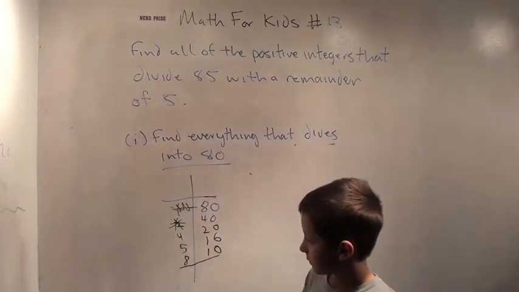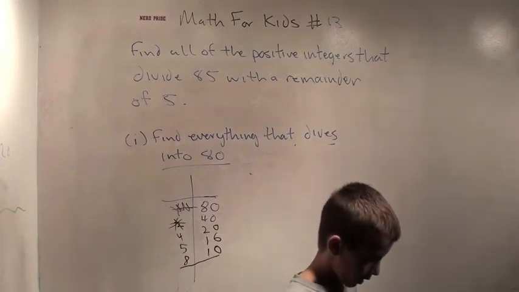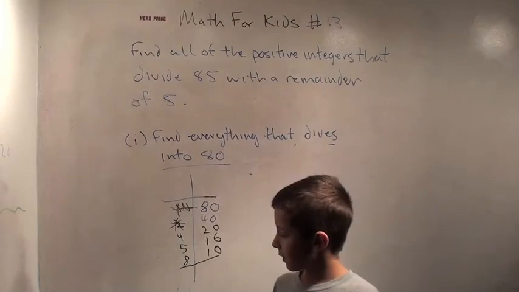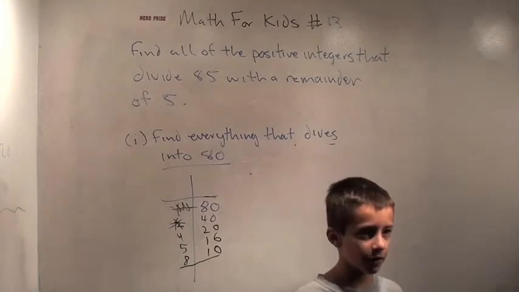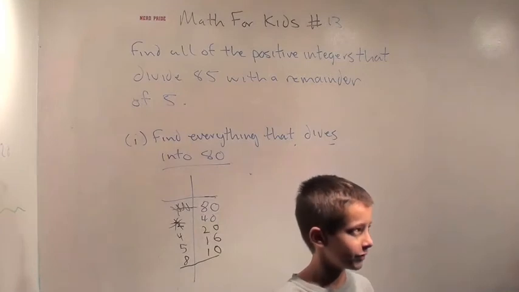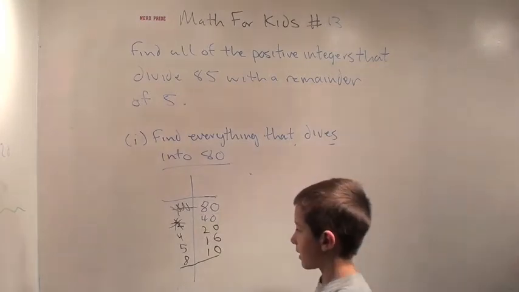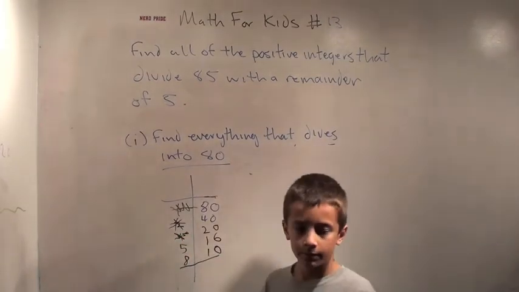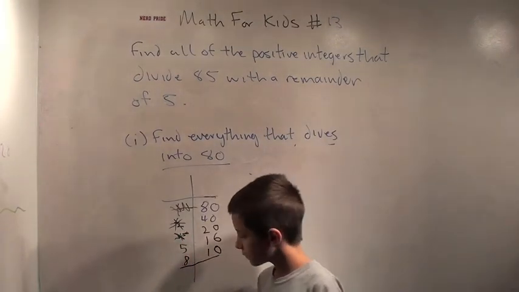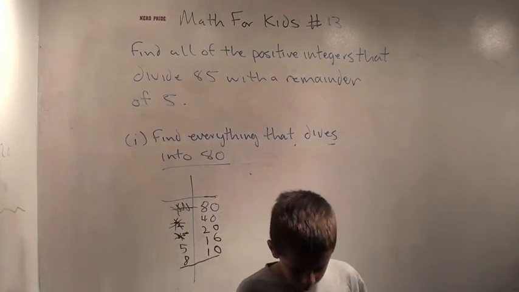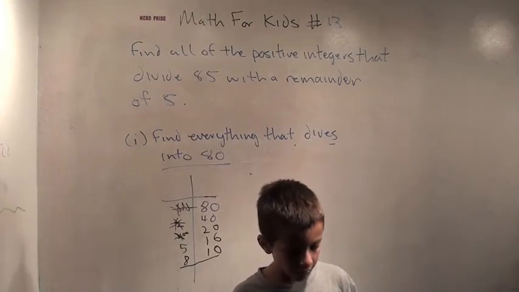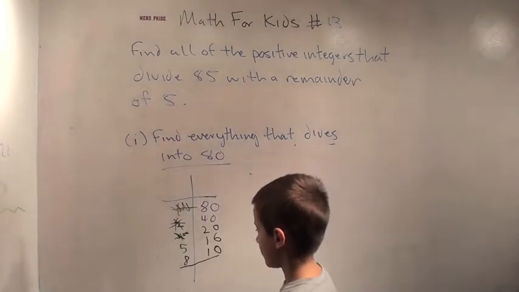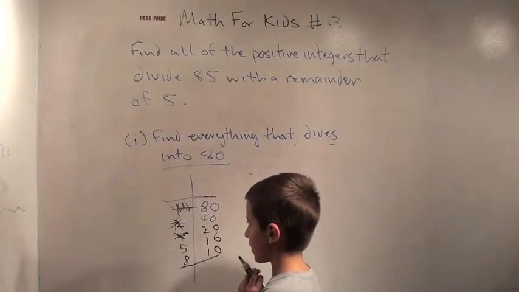Does 4 leave a remainder 5 when divided into 85? I know 4 times 20 is 80. But then when we add another 4, it goes into 84. So what's the remainder? 1. So I've got to scribble that out. So 4 can't leave a remainder of 5 because 5 is greater than 4. Does 5 leave a remainder of 5 when divided into 85? Actually, 5 goes into 85 17 times. So we know that. So cross out 5.